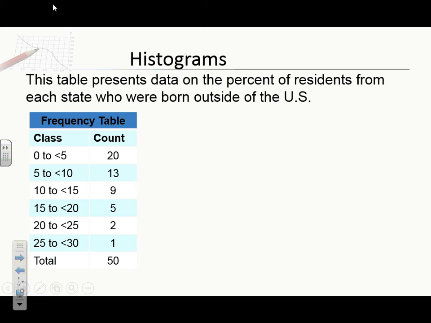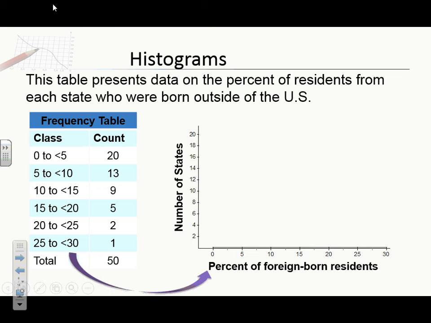Now, as far as a histogram goes then, we would start with our axes. So in this case, it looked like they were talking about percent of foreign-born residents. So out of the 50 states, they went through and looked at how many residents were foreign-born. So 20 states had between 0 to 5% of their residents foreign-born. 13 of the states had 5 to 10, and so on. Here we have our frequency. Okay, we need to make sure we start at 0 and go up to 20, which was our maximum value for the count. So that's where we're getting this from.